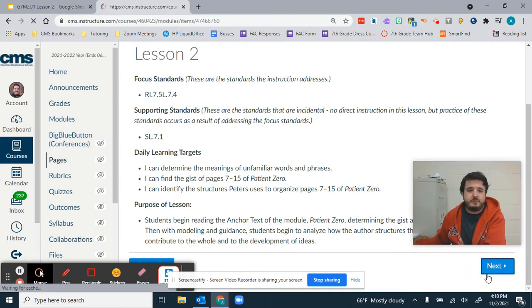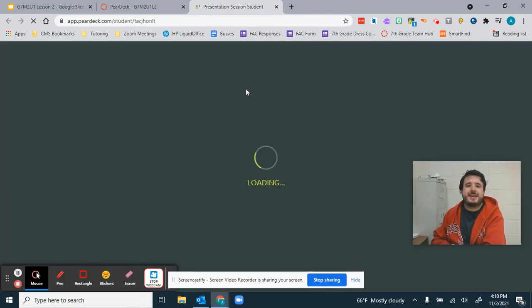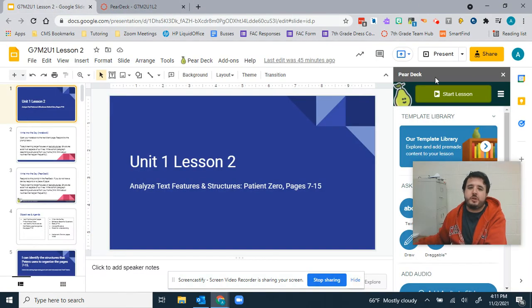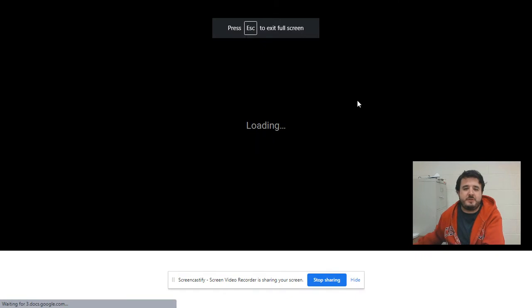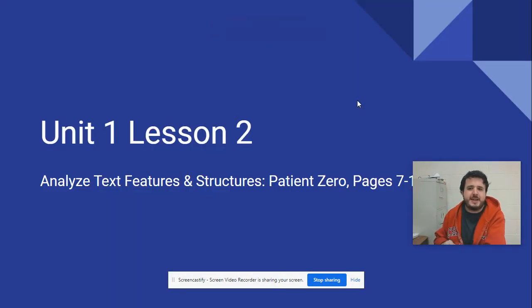Let's keep going here. As per usual, the first thing you're going to do is get into the Pear Deck. How are you today? Go ahead and tell me how you're feeling, but I'm actually going to switch over to this version so it's a little bit easier for you to see what's going on. I don't usually go through these slides one by one, but we are going to do that today.